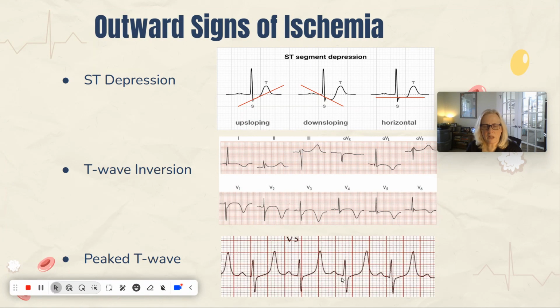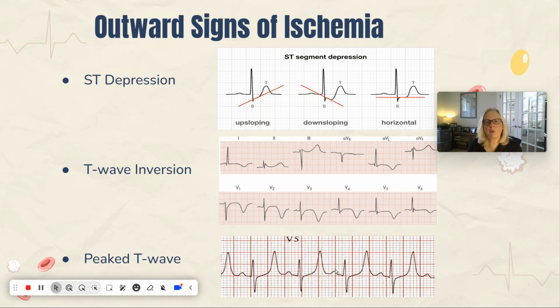And then one we did not talk about yet is something called a peaked T wave. So we have a regular PQRS, and look at this T wave. It's super tall and peaked. It looks kind of like a tent or like the Eiffel Tower, something like that. So PQRS, tall T wave, usually a little wide, a little tall. It looks really weird. So a peaked T wave is also an example, or can be an example, of ischemia.